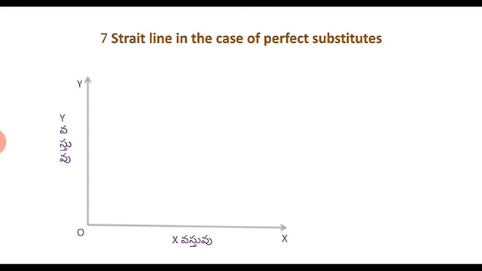Straight line in the case of perfect substitutes. If x good and y good are perfect substitutes, the indifference curve is a straight line. In this diagram, IC1 is a straight line. So it shows perfect substitutes in this combination of goods x and y.